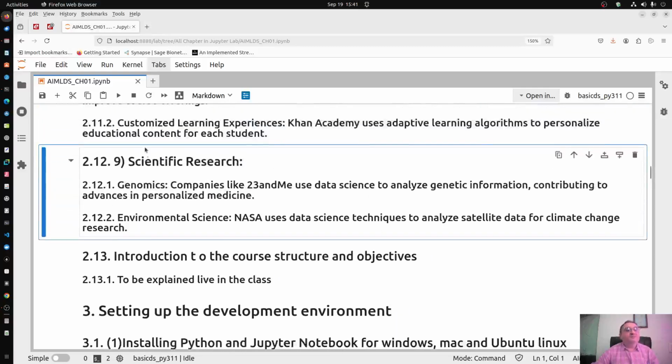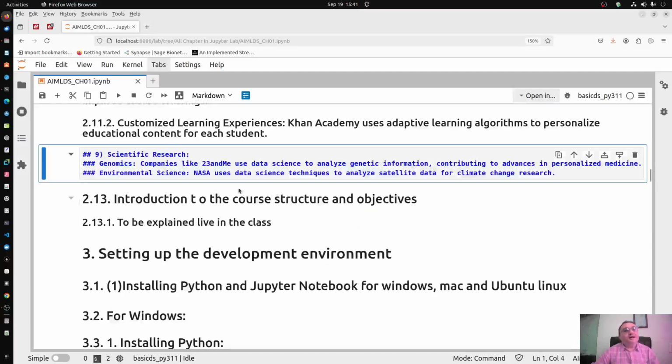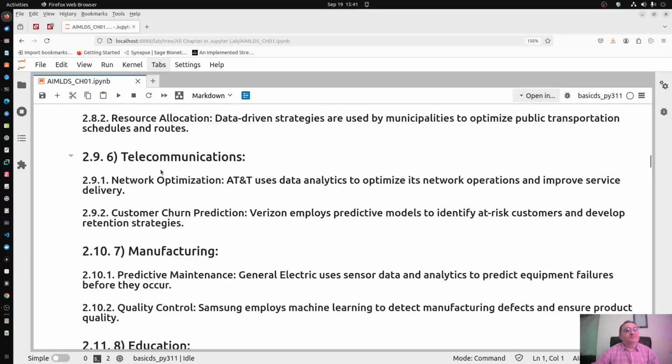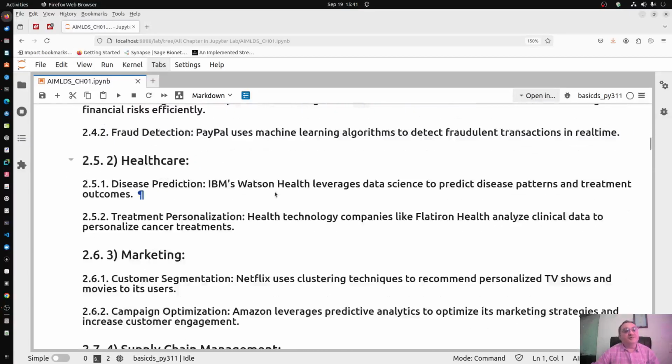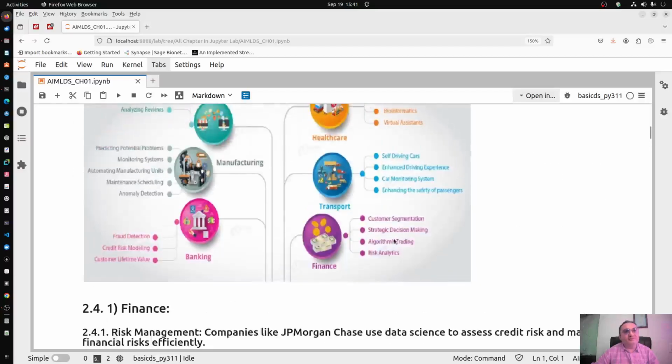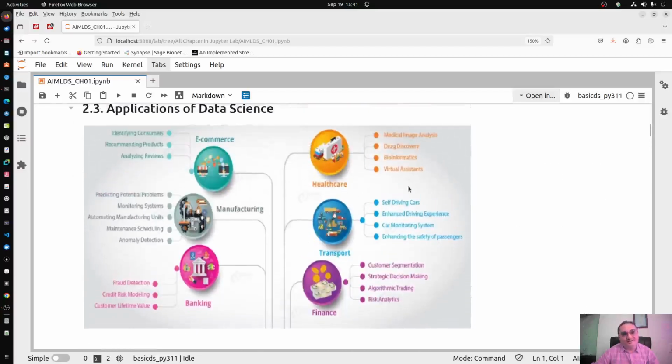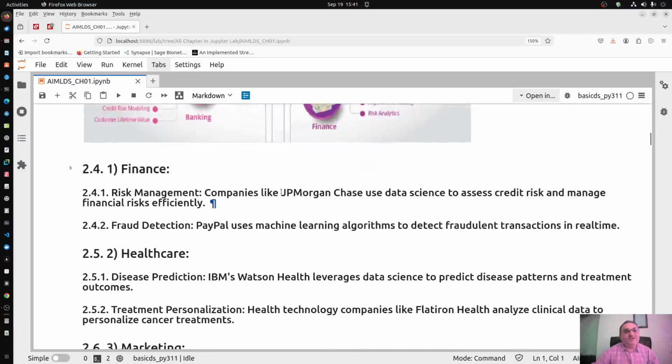So these are the uses of data science which I have given this time. The earlier ones were also uses, but they were industry-wise, domain-wise, or sector-wise, while these are actual examples of different companies.